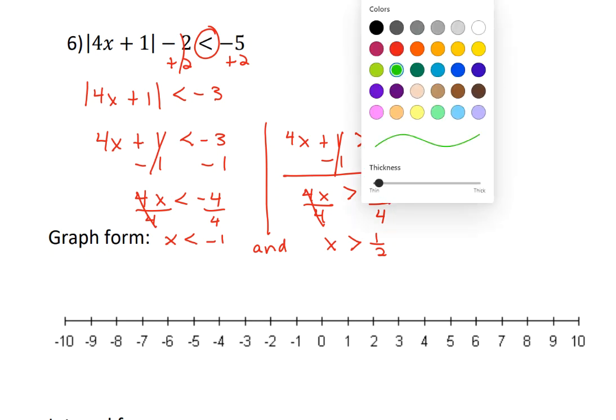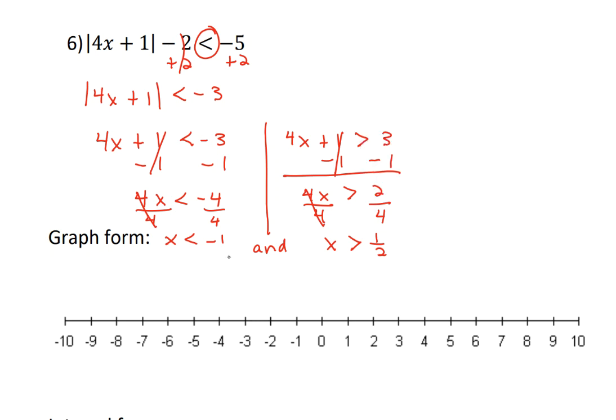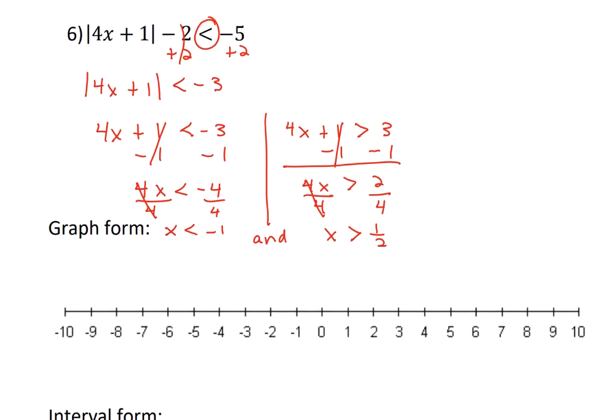Well, let's see what they are separately. I have x is less than -1, so a parenthesis on -1 and it goes to the left. X is greater than 1/2, so it would start at 1/2 and go to the right. If I'm looking for the part that overlaps, nothing overlaps, which means there would be nothing that I would be able to graph. That also means that my interval would be that there is no solution.